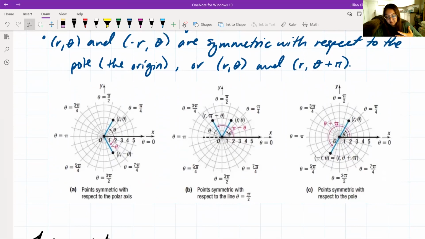So thinking of these, we have our three different images here. Graph A, we see points are symmetric with respect to the polar axis. So we're seeing this reflection over our polar axis, that positive x-axis part. For B, we see points symmetric with respect to the line theta equals pi over 2, which is just our y-axis in the rectangular coordinate system. So we see our reflection there as well. You're really just seeing reflection around certain lines at this point. Then lastly, you have points symmetric with respect to the pole. This is really that opposite part of your polar coordinate system when it's symmetric with respect to the pole.